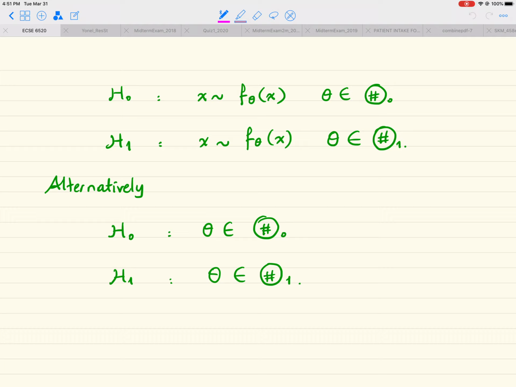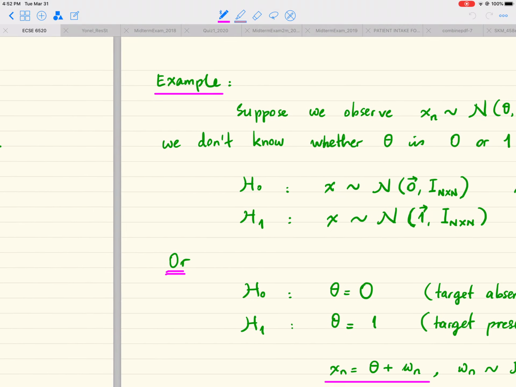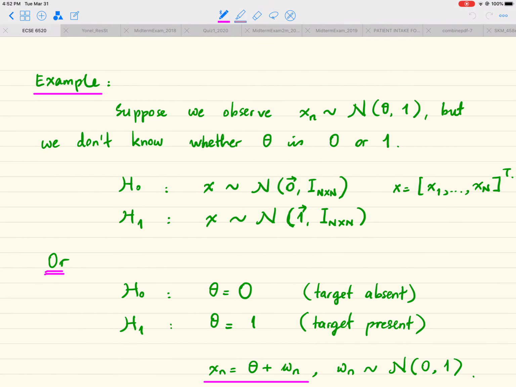Alternatively, we can state the problem as hypothesis 0, theta belongs to the Θ sub 0 set, or hypothesis 1, theta belongs to Θ sub 1. Okay, so those are equivalent.